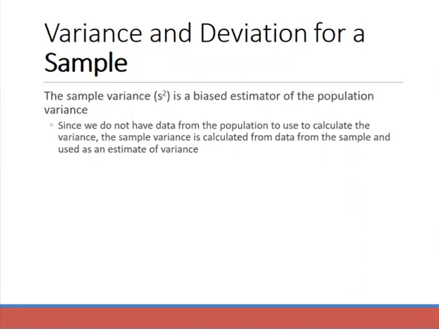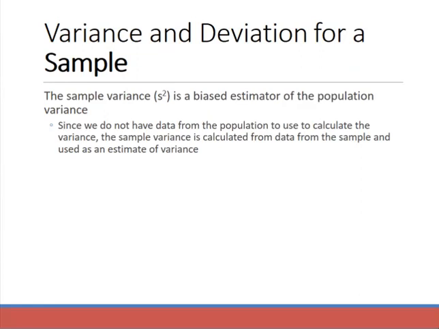Remember that the difference between a sample and a population is that a sample is a selection of people or individuals from our population, but not all of them. What that means is whenever we're calculating things for a sample, we need to be aware that the sample could be biased. So the sample variance is a biased estimator of the population variance. Since we don't have data from the population, the sample variance is calculated from the data and uses the sample as an estimate.